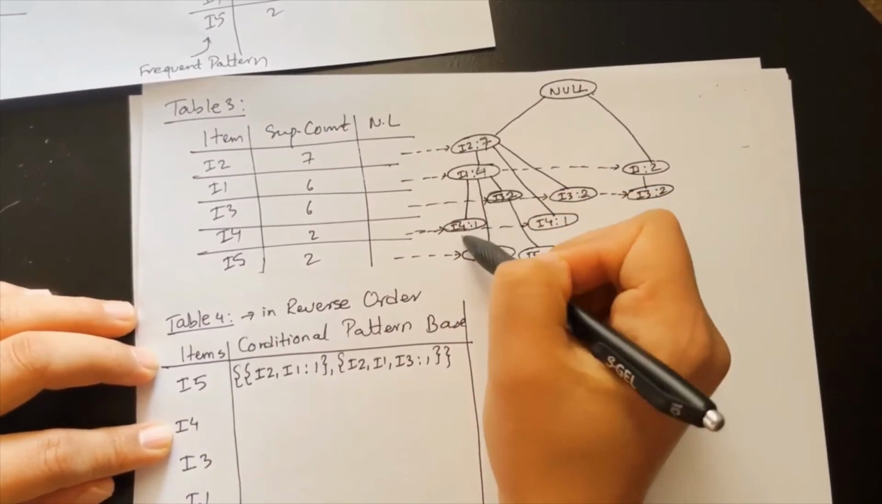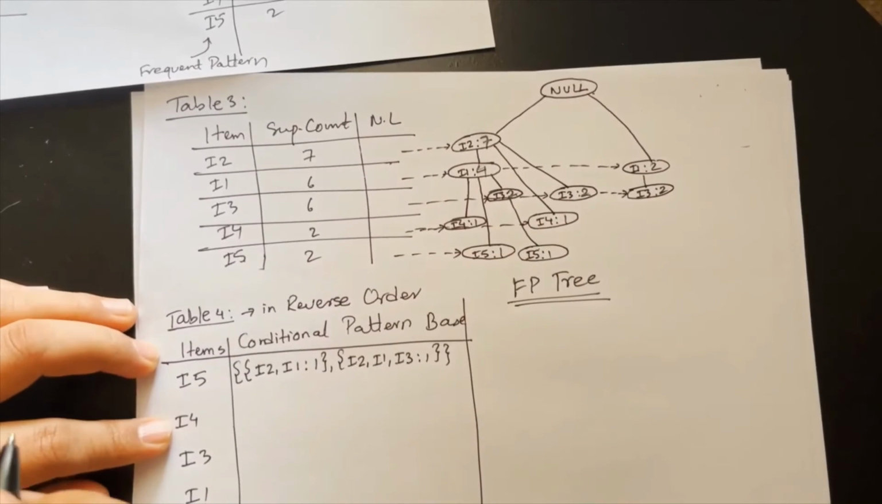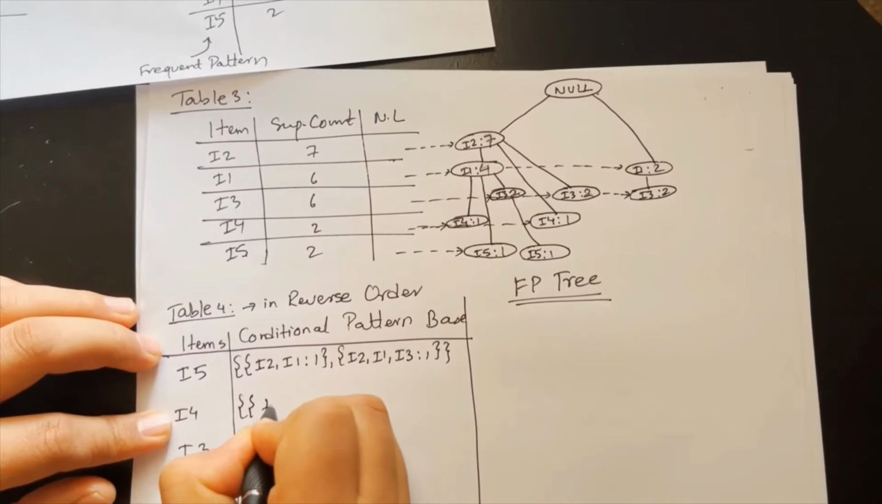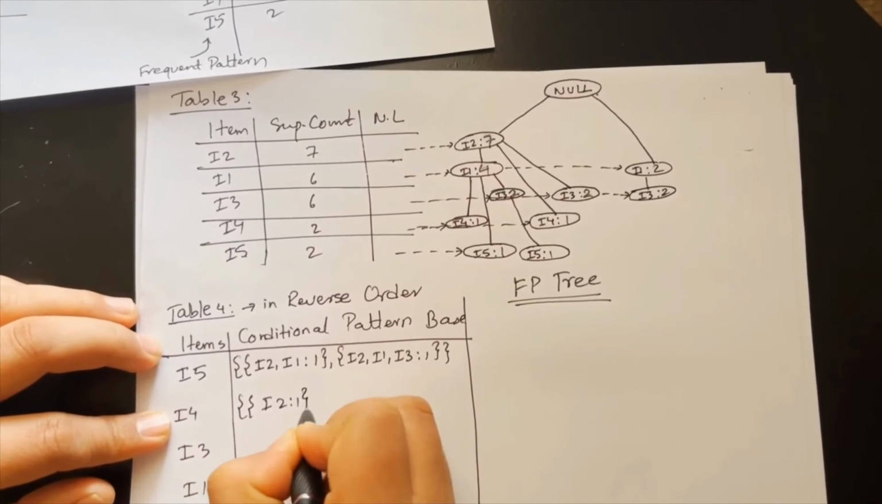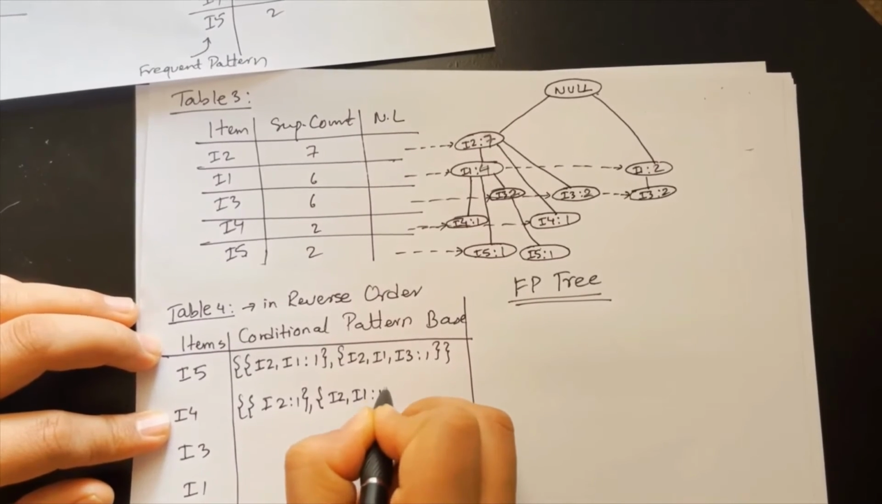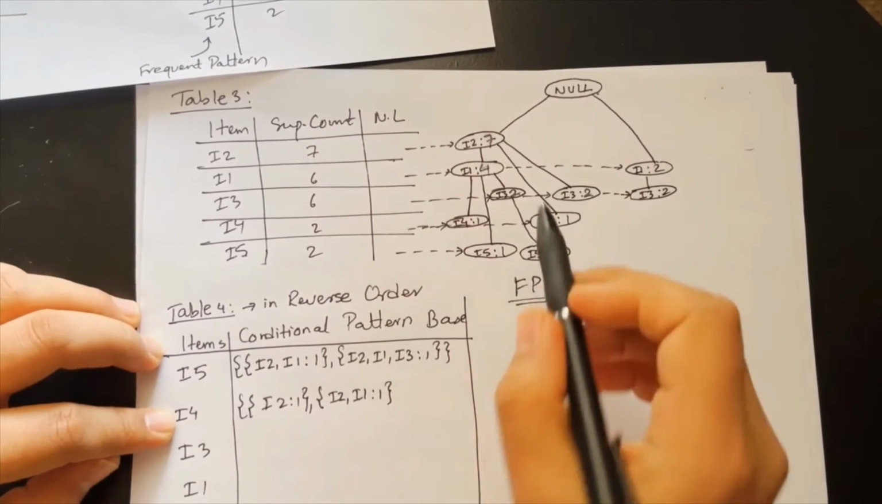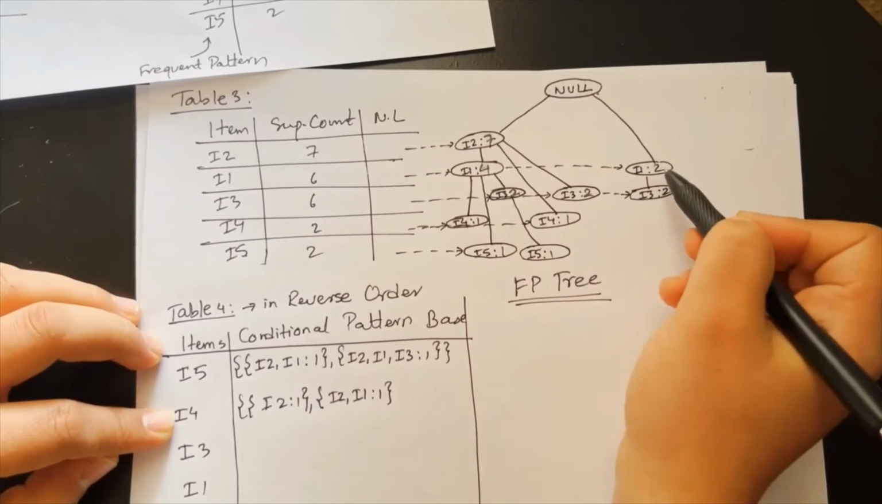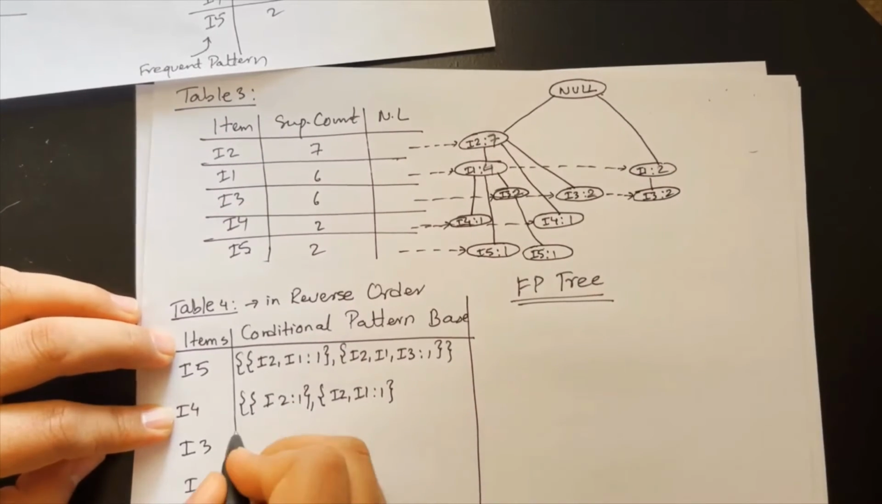Now for I4 there are two. This is I2, I1, and then I2. I2 is just 1, and another one is I2, I1 with 1. And for I3 there are 3, 1, 2, 3. It will be I2, I1, and it will be I2 and I1.